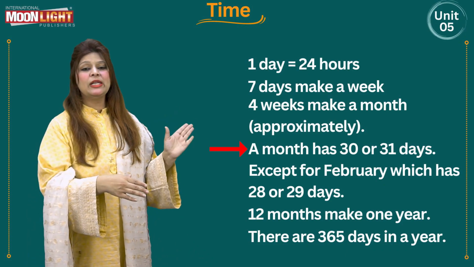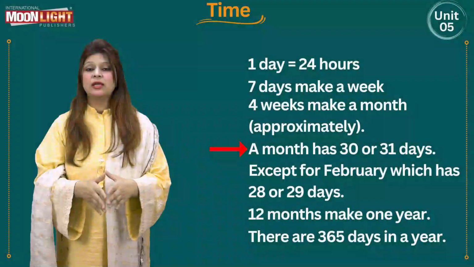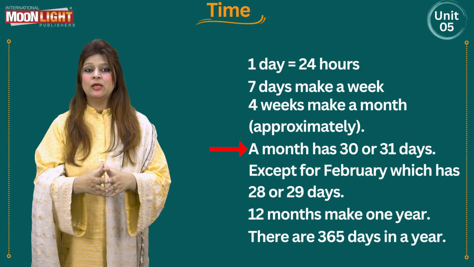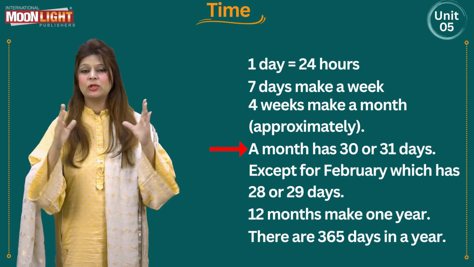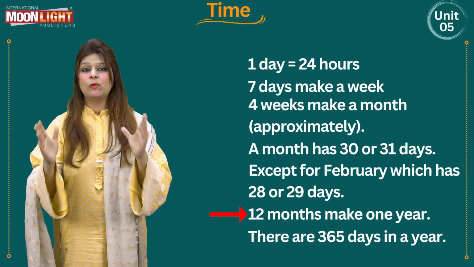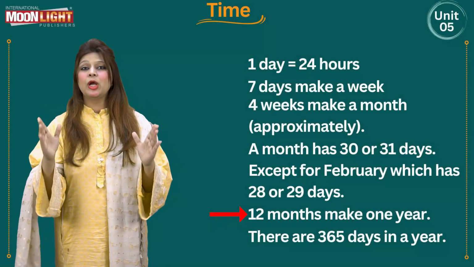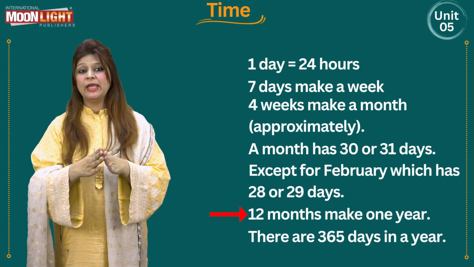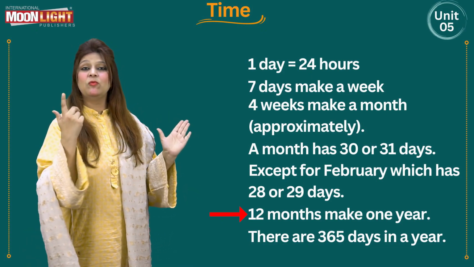Now, a month has 30 or 31 days, except for February, which has 28 or 29 days. So you need to be specific with the solar calendar, because solar is specifically regarding the sun. We have 12 months that make 1 year. This is the rotation of the earth around the sun, which you must have already studied in your science lecture. Right now we are going to concentrate on the months. So we have 12 months in 1 year.